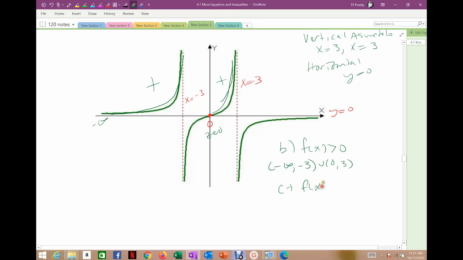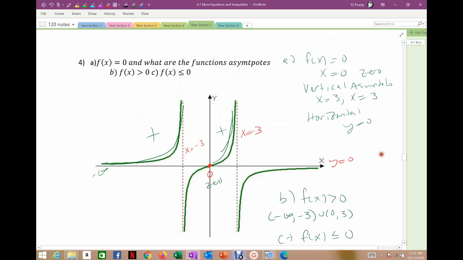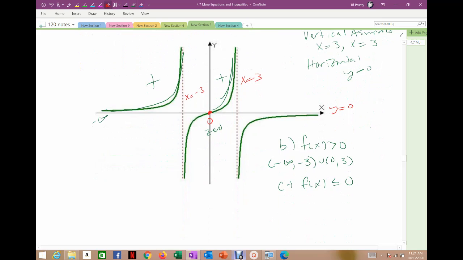Alright, now the negative part, less than or equal to 0. Make sure it's equal, yeah, still equal to 0. And so the part where it's negative or equal to 0, well, this piece, right, it's negative, and I get to include my 0. And then this piece, it's negative. Alright, so it's negative from negative 3 to 0. I include the 0. And then from 3 to infinity. And 0 is the only 0, so I don't include my asymptotes. It doesn't exist at my asymptotes.